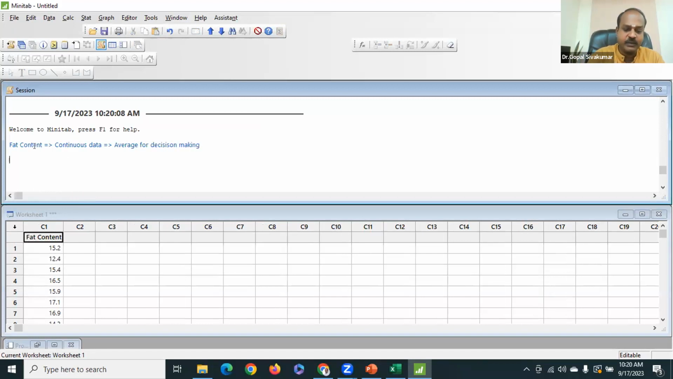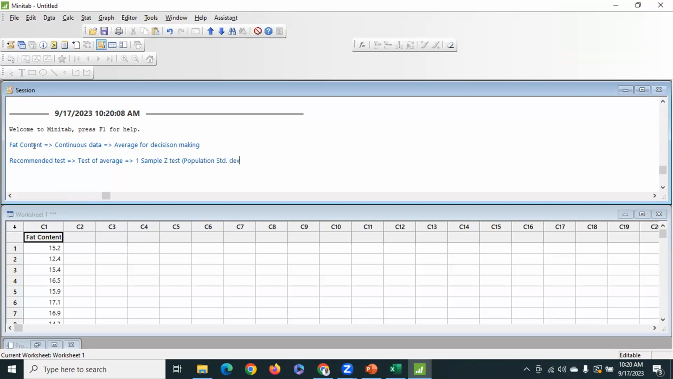Now what is the recommended test here? The recommended test is a kind of test of average. Am I right? And which test can we go for right now? One sample Z test. Why am I choosing the one sample Z test? Because the population standard deviation is given. Population standard deviation is known. That is the reason.